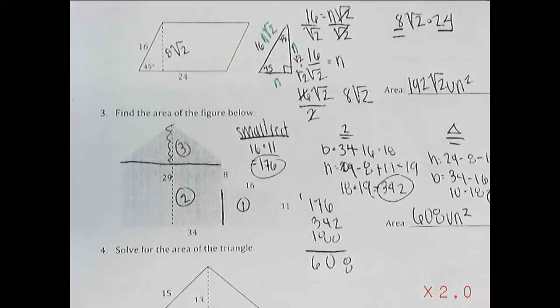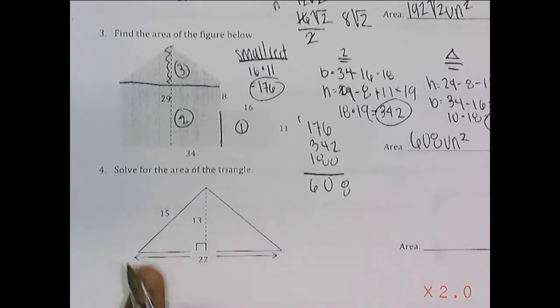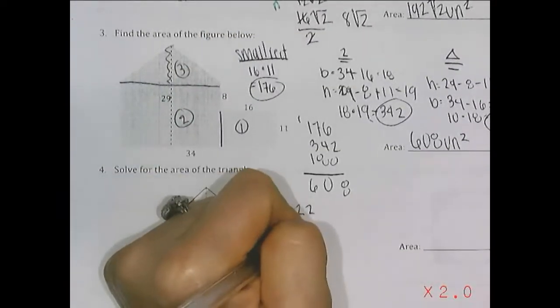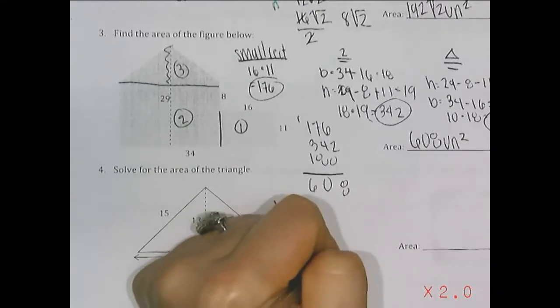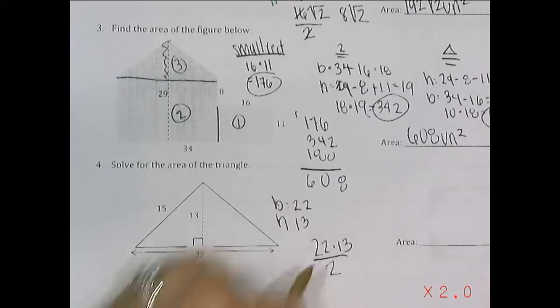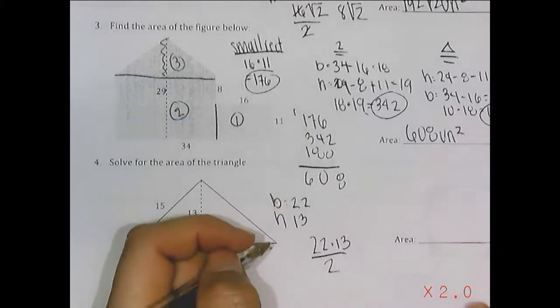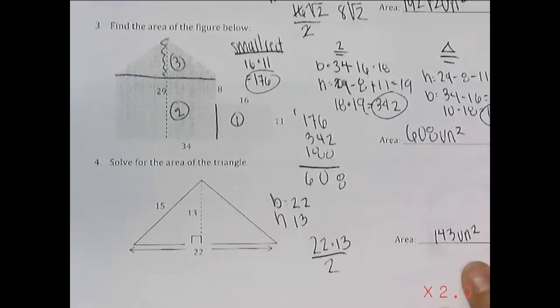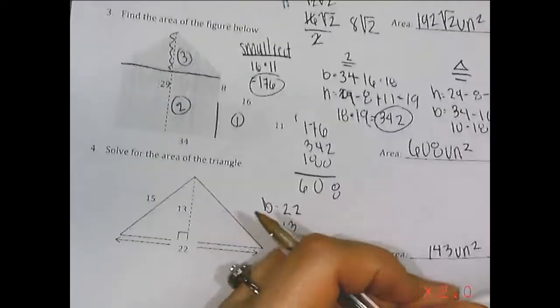All right, number 4, hopefully not too terrible. If you look at this figure, you should see that your base is 22, so base is 22, and your height is 13. So you're going to do 22 times 13 and divide it by 2. When you do that, you should get 143 units squared. All right, let's go ahead and turn the page. And we'll look at this one.